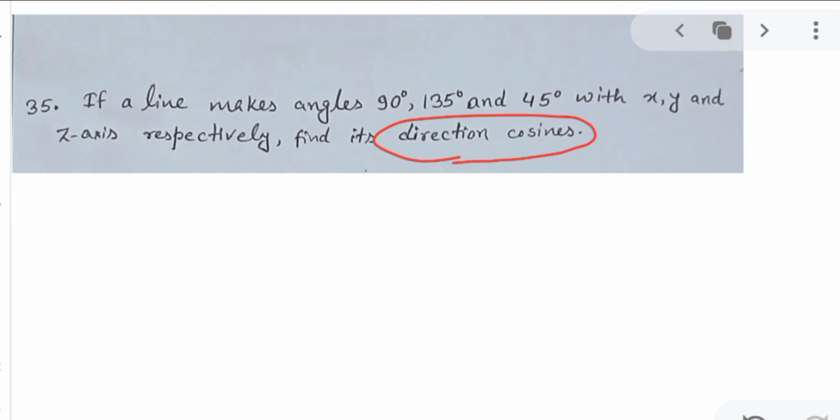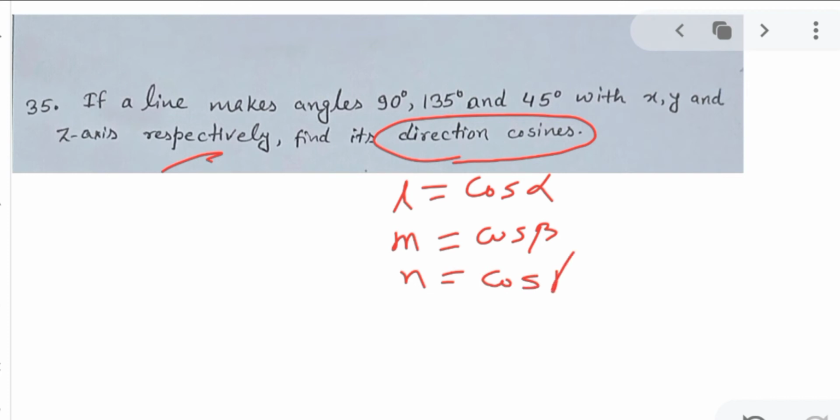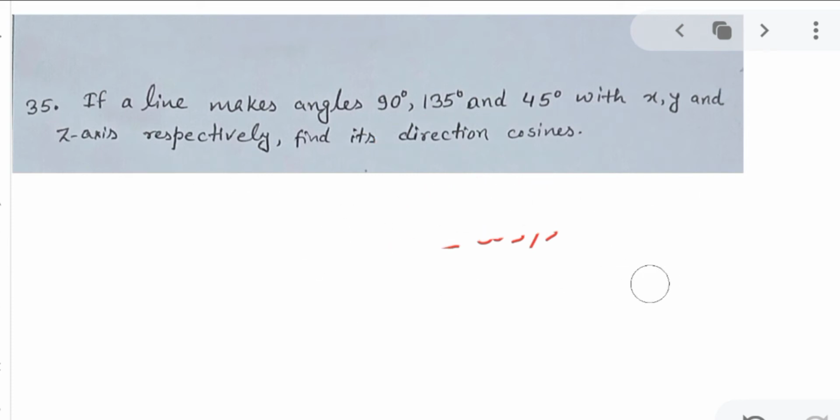So what are the direction cosines? You are finding L, M, N. L is cos alpha, where alpha is the angle the line makes with the x-axis. M will be cos beta, where beta is the angle of the line with the y-axis, and N will be cos gamma, where gamma is the angle of the line with the z-axis. Okay, so the angles are given: 90 degree, 135 degree, 45 degree, correct? So how will you write the answer? So this is the explanation.